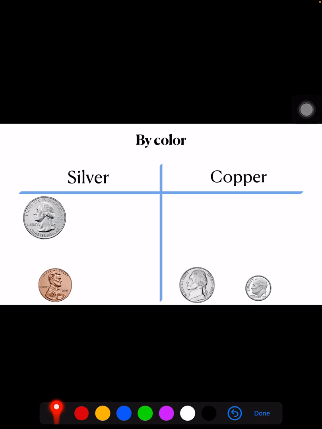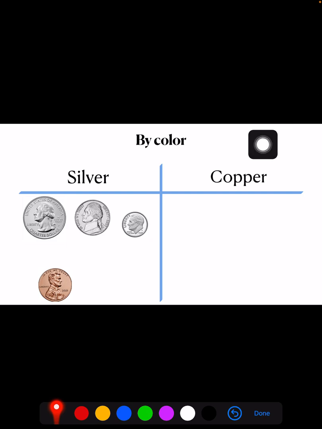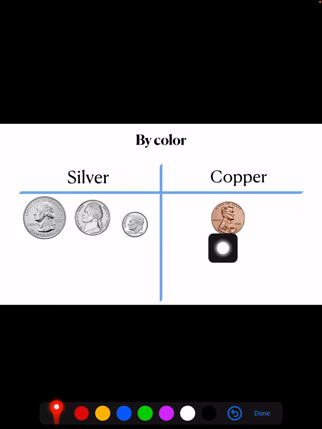Watch me. There's a first silver one, there's another silver, and there's a third silver coin. The quarter, the nickel, and the dime are all silver coins that we've been learning about. Can you point to the copper coin that's going to go over here on the T-chart? That's so right. The penny is copper in color, so it's going to go on the other side of the T-chart. We just sorted coins on a T-chart by color.